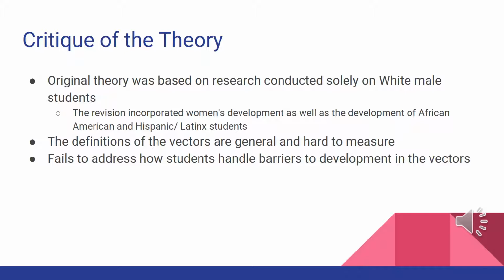We just wanted to end on some critiques of the theory. The original theory was based on research conducted solely on white male students. The revision incorporated women's development as well as the development of African American, Hispanic, or Latino students. The definitions of the vectors are general and hard to measure, so it can be hard to say where a student is because there's not concrete evidence that supports where the student may be.